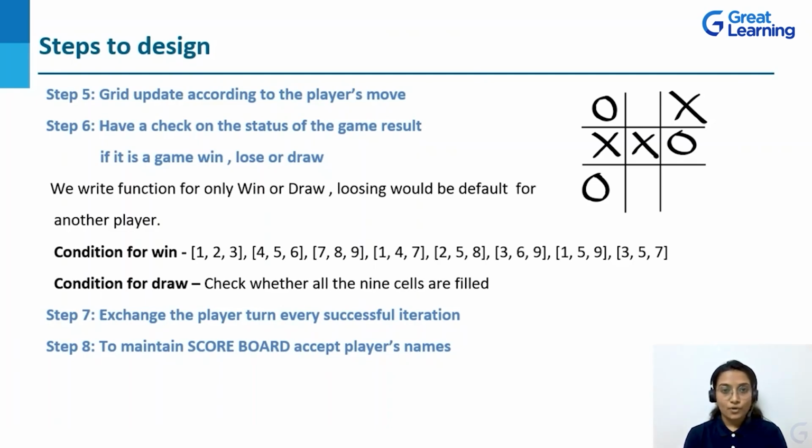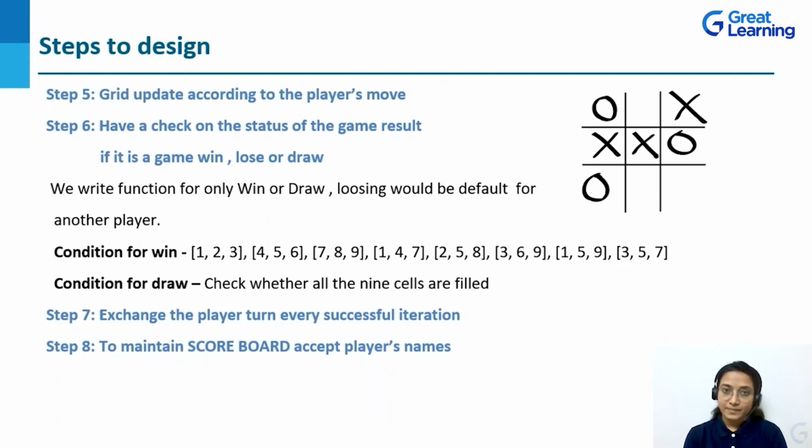So what might be the condition for a draw here? When all the 9 cell spaces are filled, that particular game is a draw game, right? So these are the 2 conditions we have to follow and check in step 6.